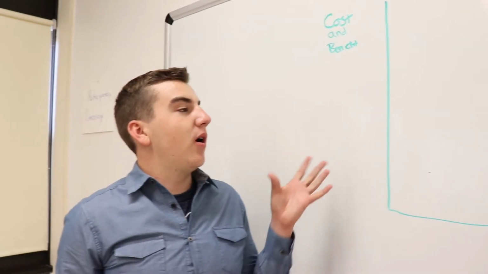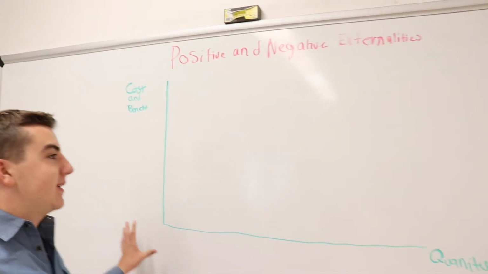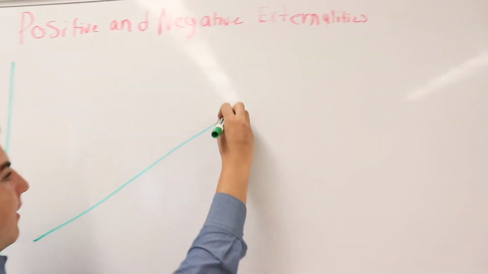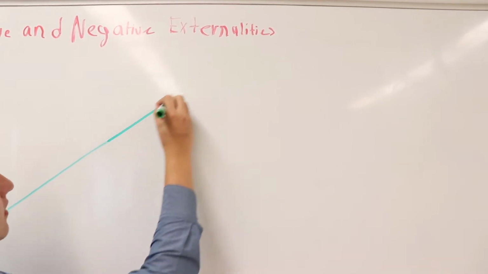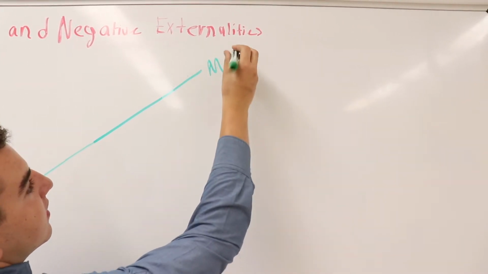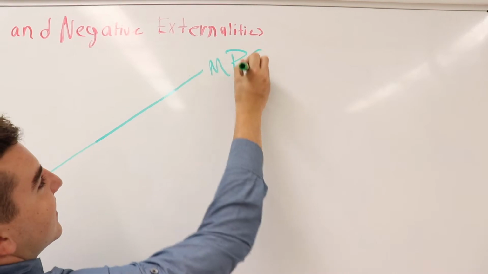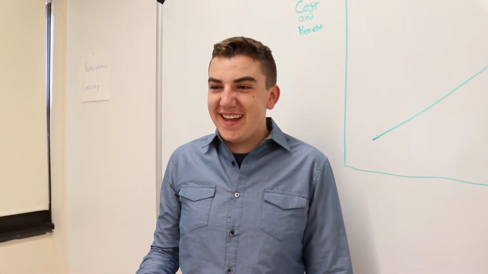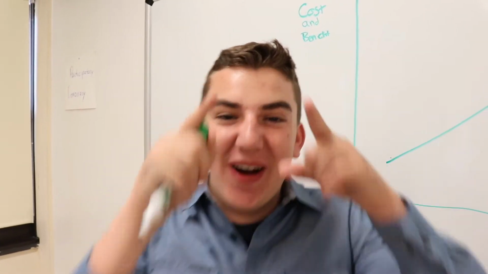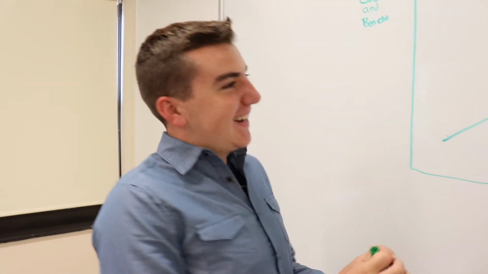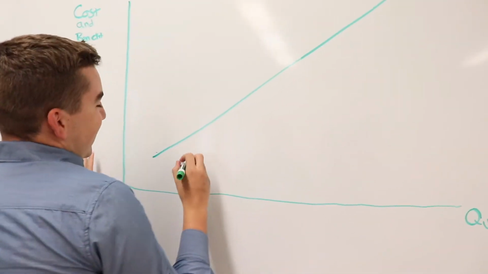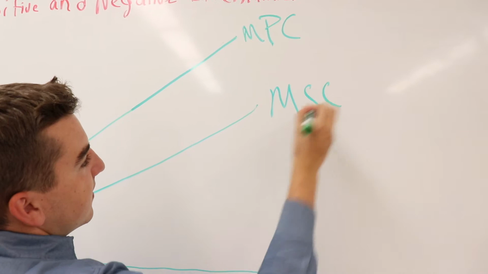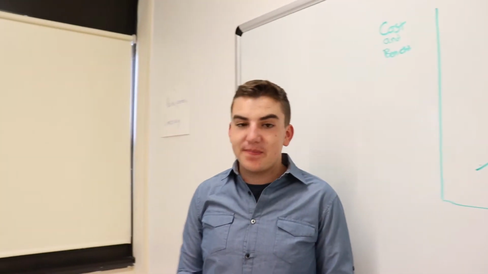Guys, so now we're going to do our positive externality graph. We're going to draw our first line here, and we're going to label this marginal... Marginal what? Private cost. There you go. Good job. All right, now we're going to draw our other line here, and we're going to label this MSC, our marginal social cost.